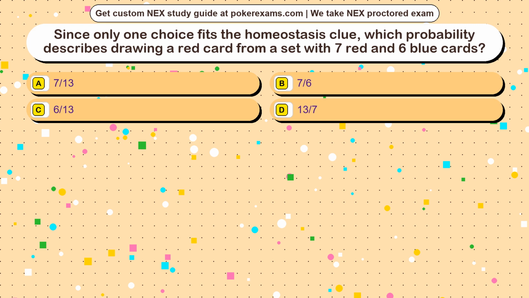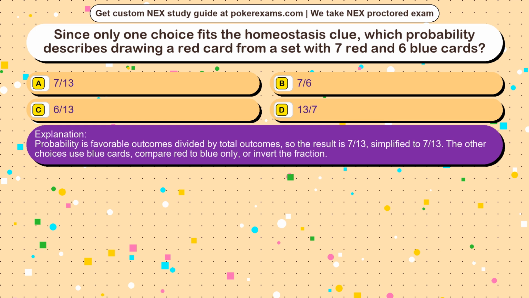The correct answer is option. Probability is favorable outcomes divided by total outcomes, so the result is 7/13, simplified to 7/13. The other choices use blue cards, compare red to blue only, or invert the fraction.